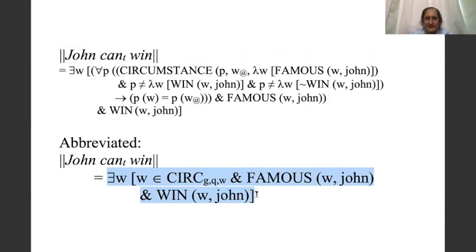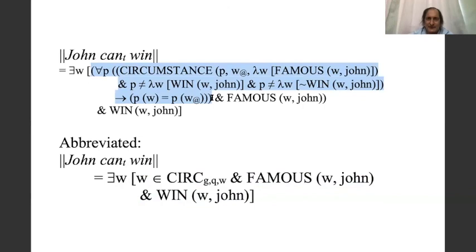to see way. Okay. We can do that because, once we already understand what all of this does and how it works, well, then we just make sure we do the same thing here. Okay. So this says that there's some world which has the same circumstances as the actual world, except perhaps with respect to winning. In which John is famous and in which John wins.